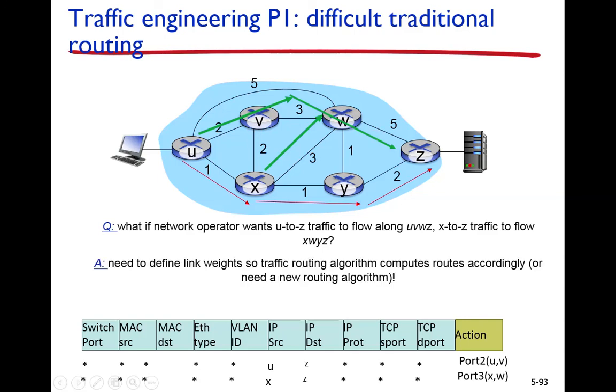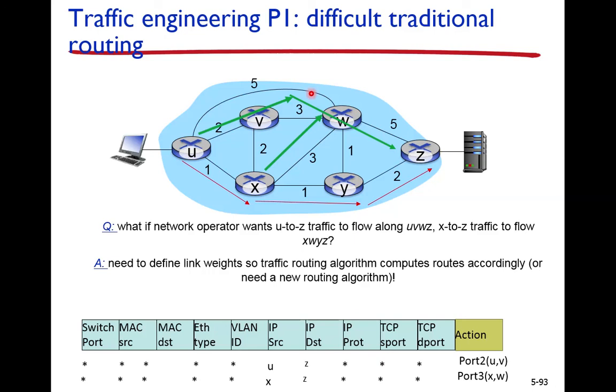If you want to address this question in the per router architecture and in traditional routing, it is difficult. Why? Because we have to define link weights, not only on this path, but also other link weights, such that these paths are computed, and this is not easy. But in SDN we only do a modification in the centralized controller, and it will be implemented in the flow table.